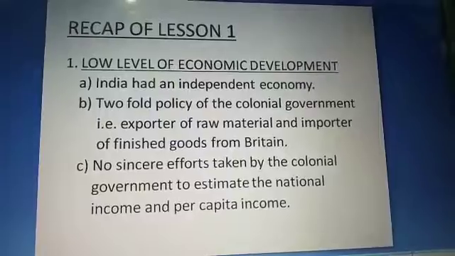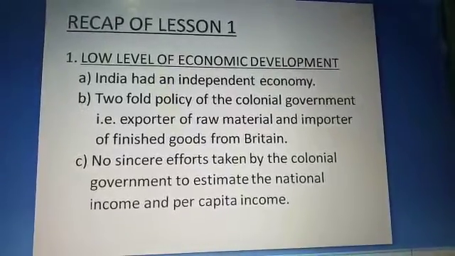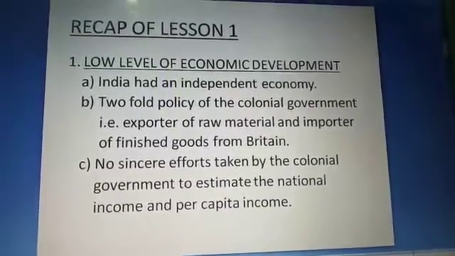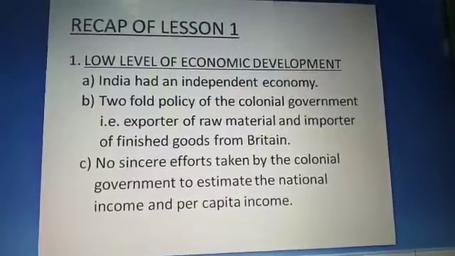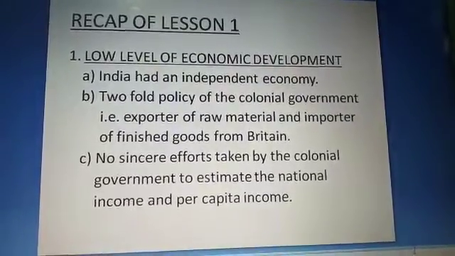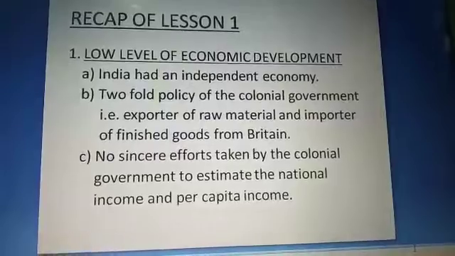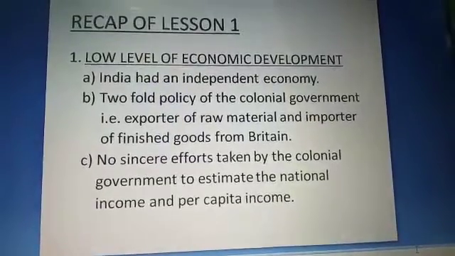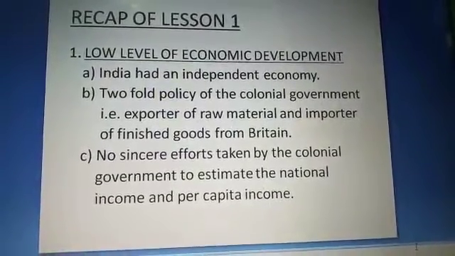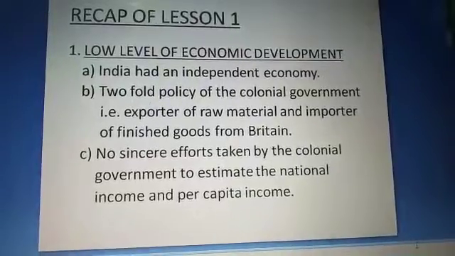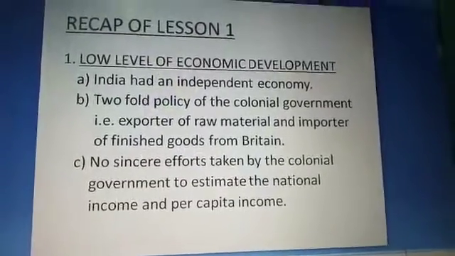The first section under this was Low Level of Economic Development, and the 3 points under it are India had an independent economy, the twofold policy of the colonial government, and no sincere efforts taken by the colonial government to estimate the national income and per capita income.